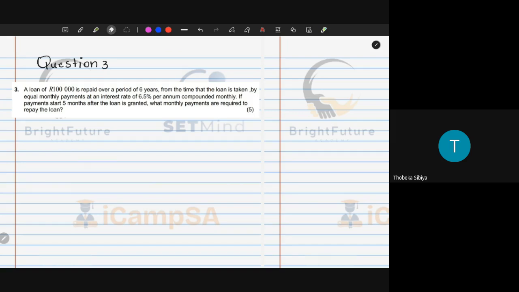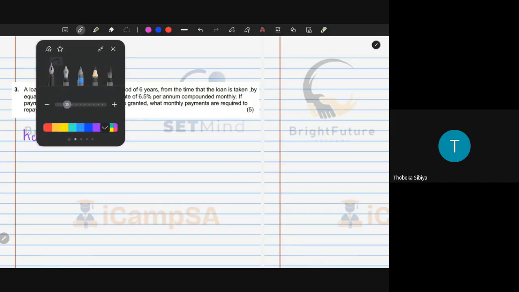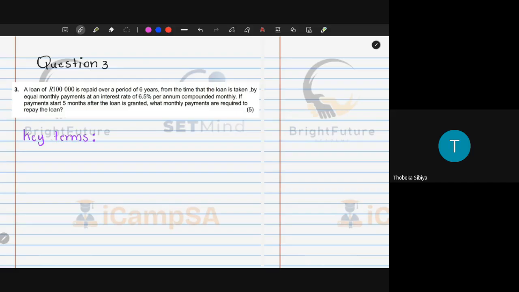On point. Thank you for that. So, guys, the first thing is we need to figure out what this problem is. What are the key terms here that they need me to be aware of? Anyone who has not spoken, give it to us. What key term do you see there? A loan and monthly payment.